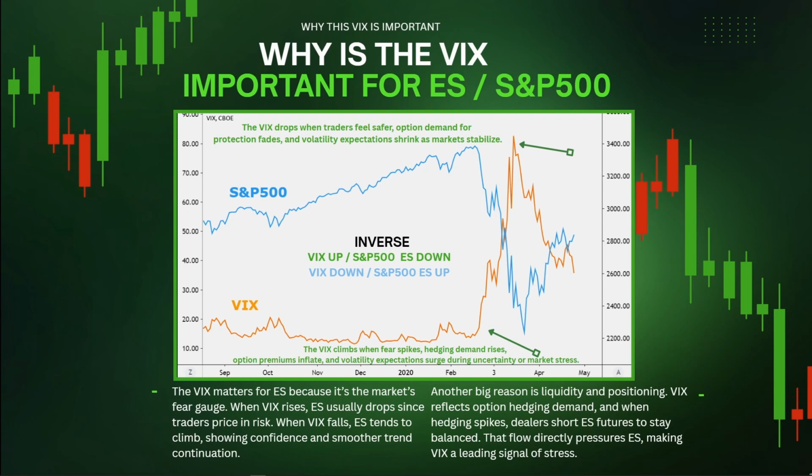Now, the VIX matters for ES because it's the market's fear gauge. When the VIX rises, ES usually drops since traders are pricing in risk, right? When the VIX falls, ES tends to climb, showing confidence and smoother trends and continuations, right? Usually, the top is going to be fear, and the bottom is going to be greed. Below price is greed, and above price is fear. So when the VIX rises, when the volatility rises, it's more fear. What usually happens when people are in fear?